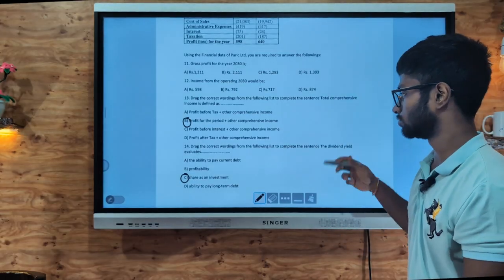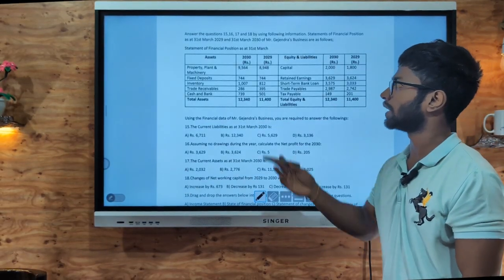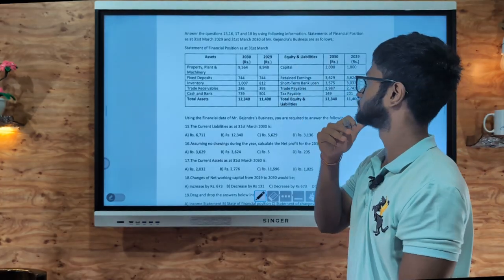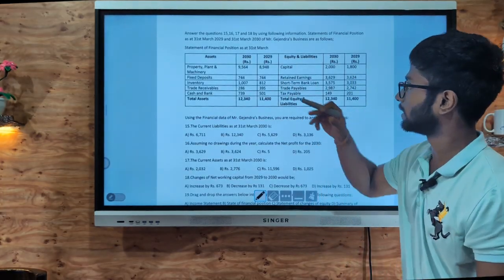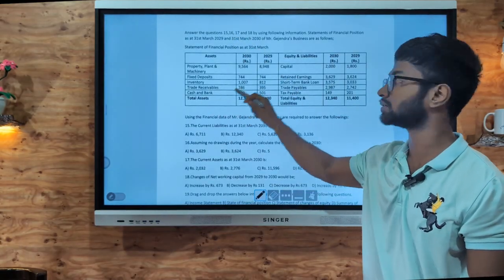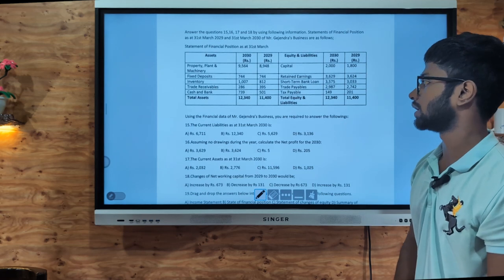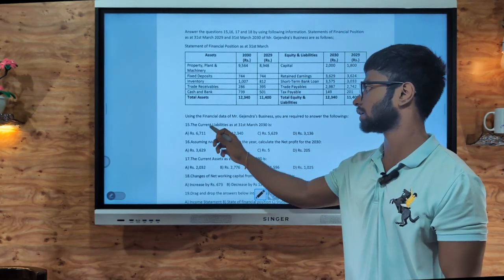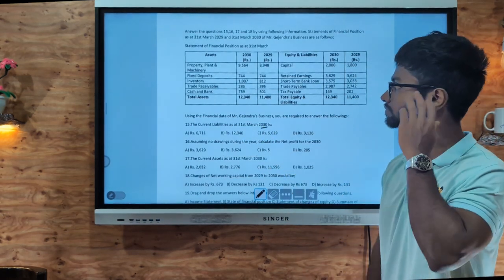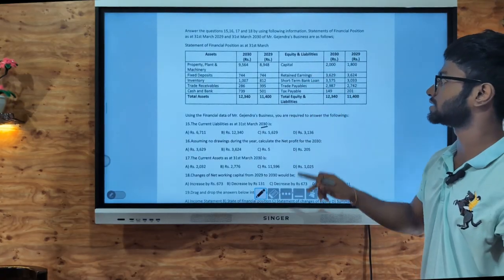Then we can move on to our next set of questions. So here we have been given some information for 2029 and 2030. Here we have the total amount of assets. Here we have the total amount of equity and liabilities. So under the first section, we have to calculate the current liabilities for 2030. Now we'll see the equity and liability section.